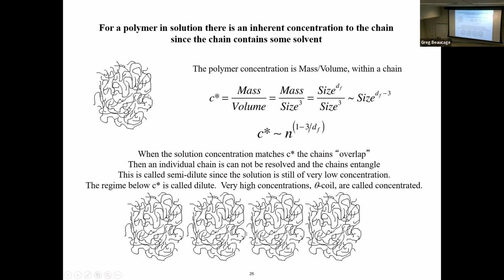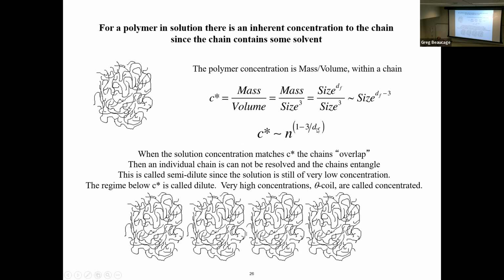That defines where the coils overlap. Concentration equals C star, where the coils touch each other. If you put in size, mass is size to the df, and then size cubed, you get df minus 3. And if you want that in terms of mass instead of size, you get n to the 1 minus 3 over df. So with different molecular weights of the thing you're looking at, you plot the C star number, and you can get this.